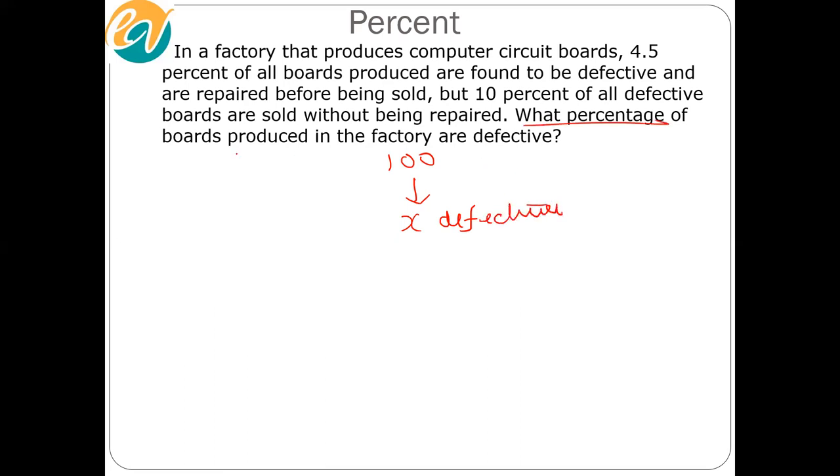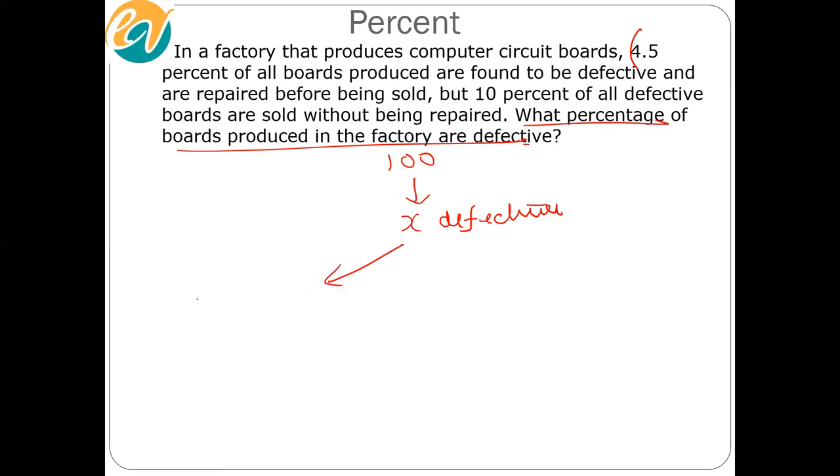And notice the question asks what percentage of the boards are defective. So we basically just have to find the value of X, because we assumed that the total number of boards is 100, so the value of X will also represent the percentage. Now, here is the thing. Out of the total of X defective boards, 4.5. So notice defective boards, as per the question, fall into two categories.